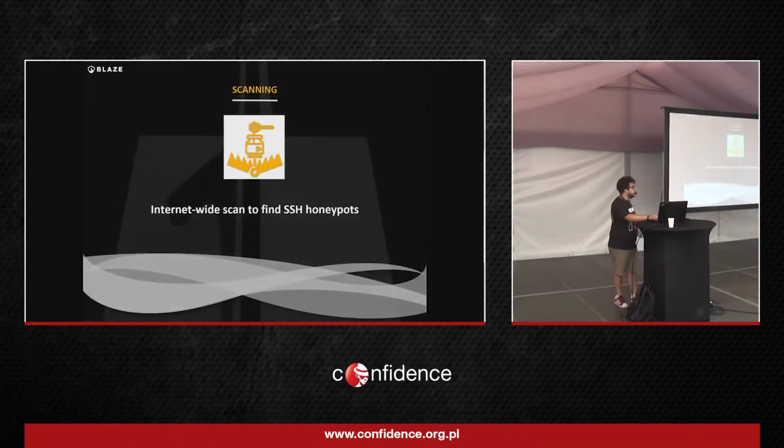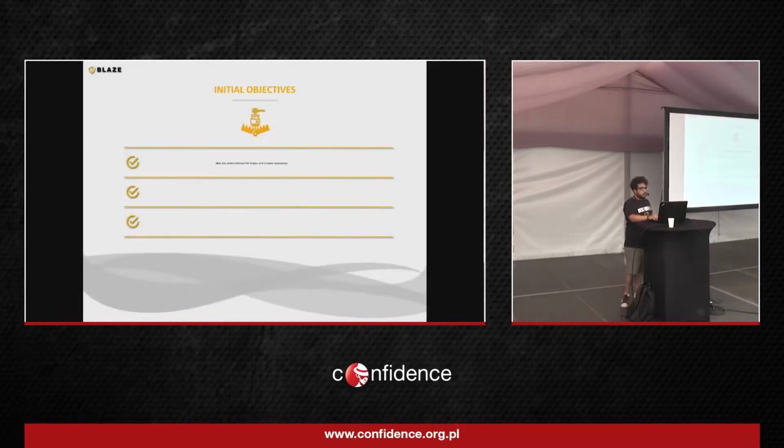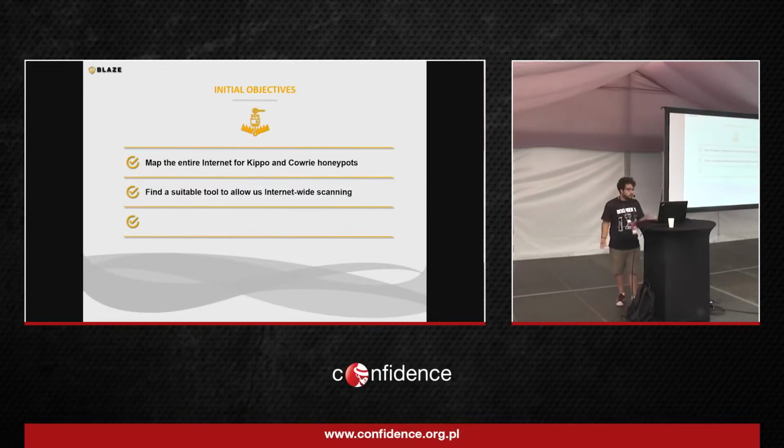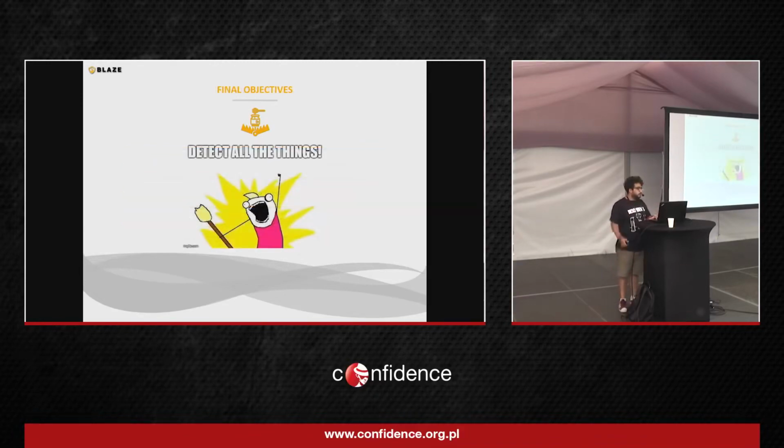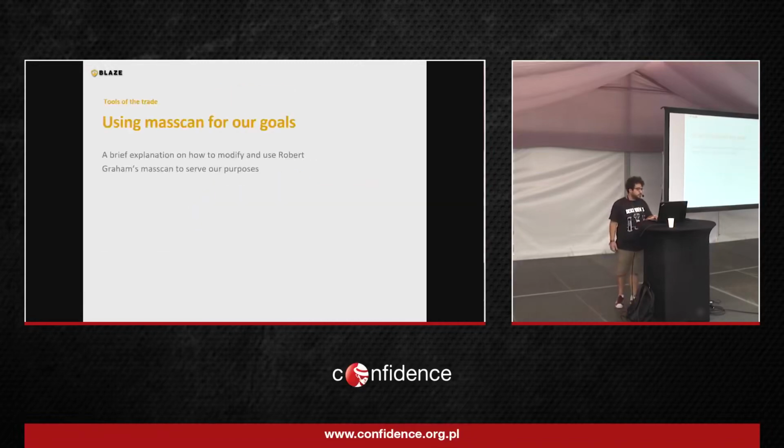So then obviously I decided to do internet-wide scanning to find them all. The objective is to map the entire internet to find them, to find a suitable tool that allows us to do internet-wide scanning, and to plot them on a map for visualization purposes, because it's just much cooler to have a visualization of this whole thing. And finally, we'll detect all the things. That was the final goal.